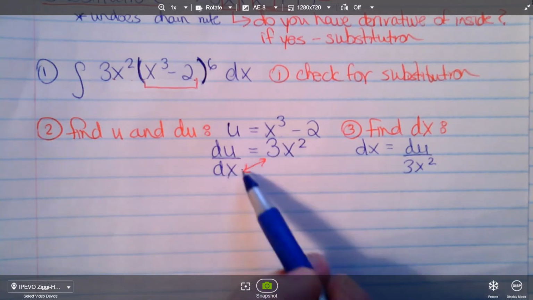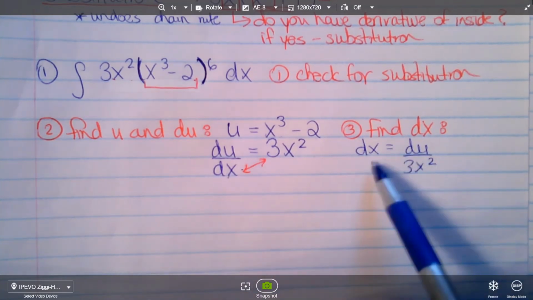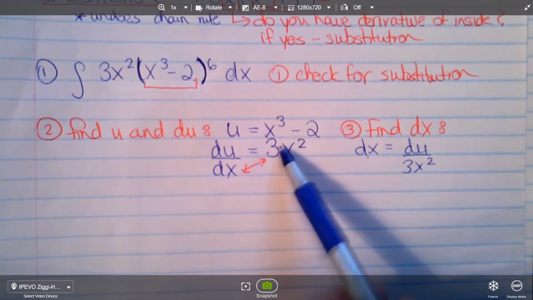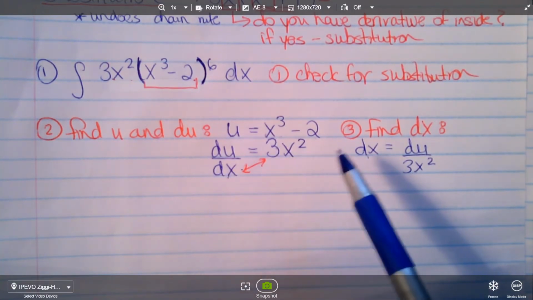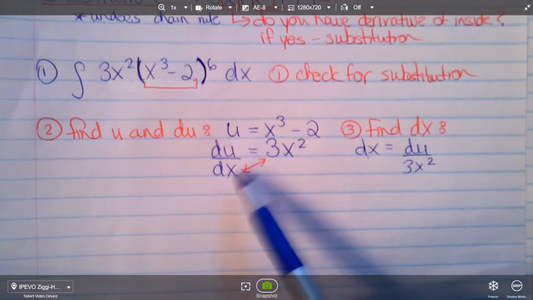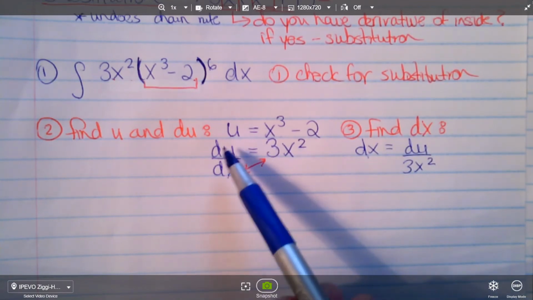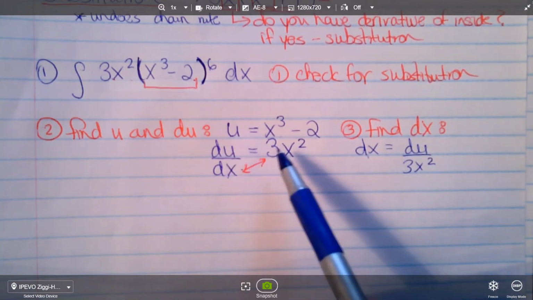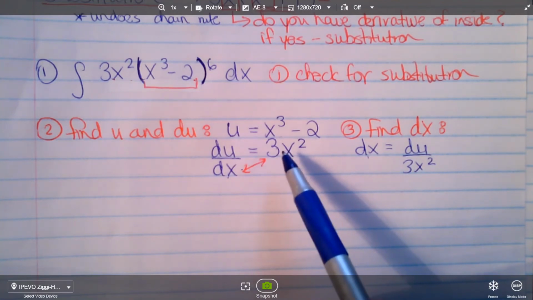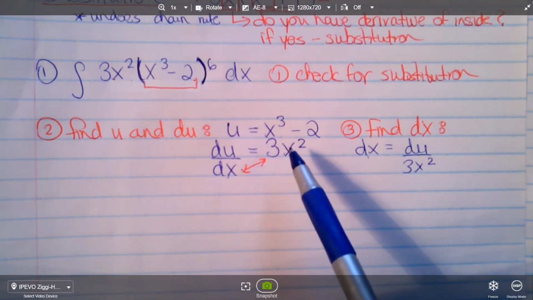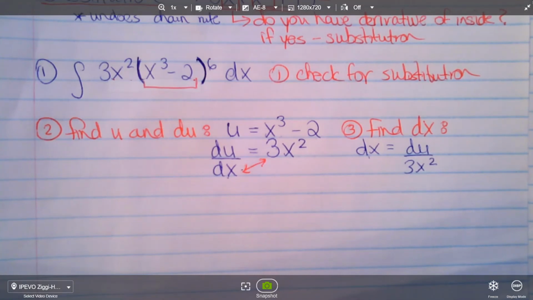Okay, so those two switch spots, that's dx. So dx comes up, this goes down. That happens every time. Every single time, just switch these two places around. So it goes du over this. Du over this. That's what dx equals. Every time. Just do it over and over again. Okay? All right.